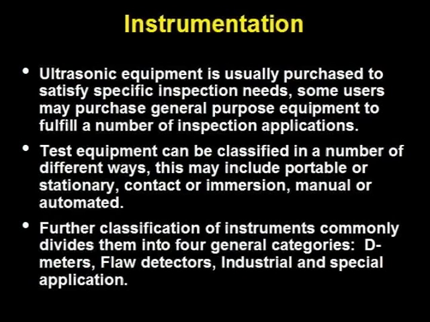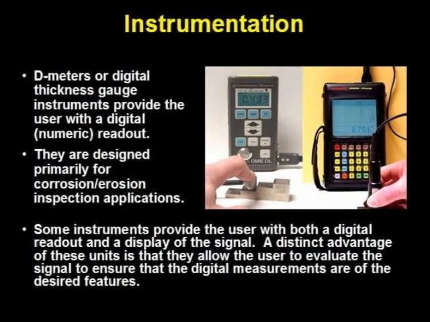There's a wide range of ultrasonic inspection instrumentation from special purpose to general purpose. Instrumentation may be portable or stationary, contact or immersion, manual or automated. The equipment may be for thickness measurement, sometimes called D meters, flaw detection, industrial, or special application.